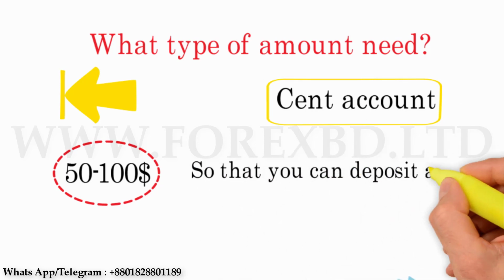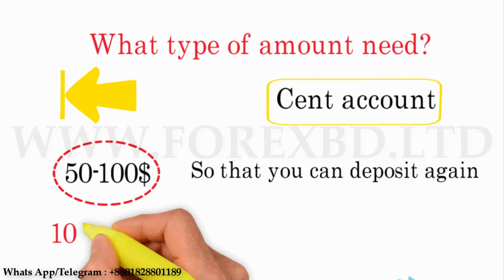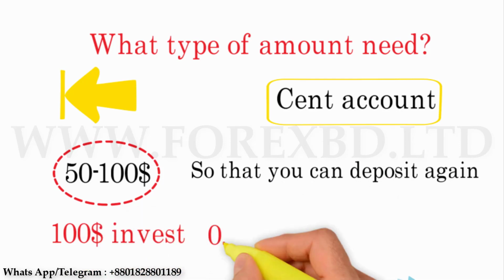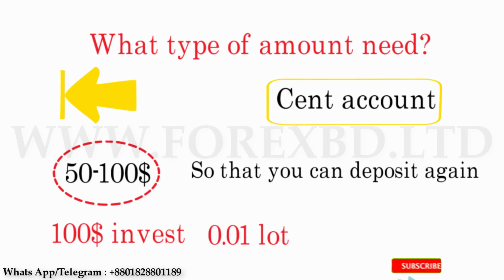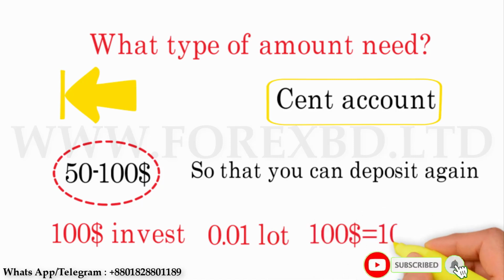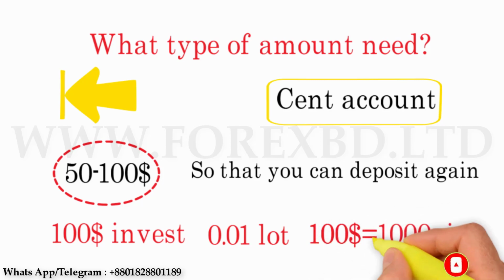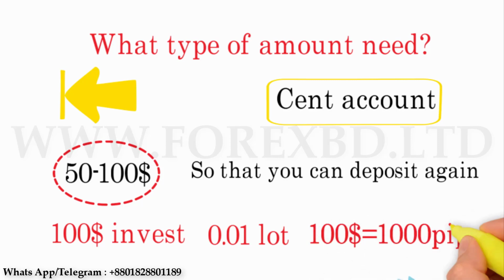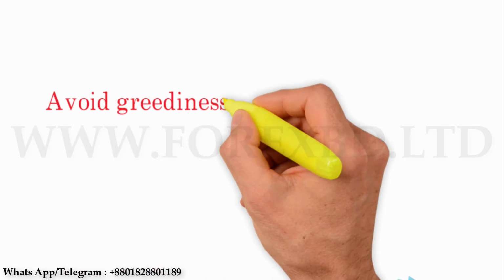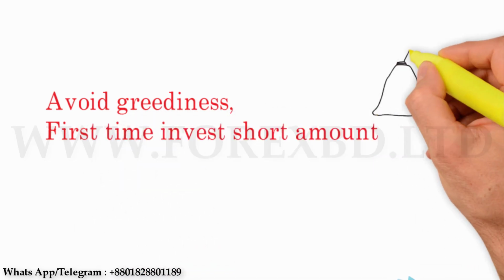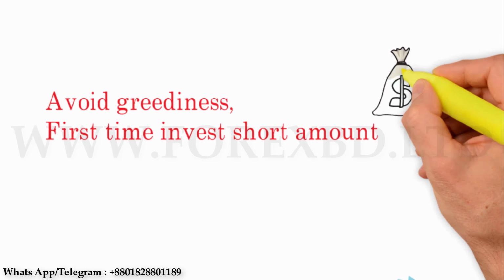Keep in mind that by depositing $100, if you follow proper money management and trade with 0.01 lot size, you can open a total of 1000 pips with $100. You may be surprised, but this is true. Note it, you will get 1000 pips in $100. 1000 pips is enough for a trader. So don't be greedy, try with less capital first. If you are successful, then you can increase your balance later.